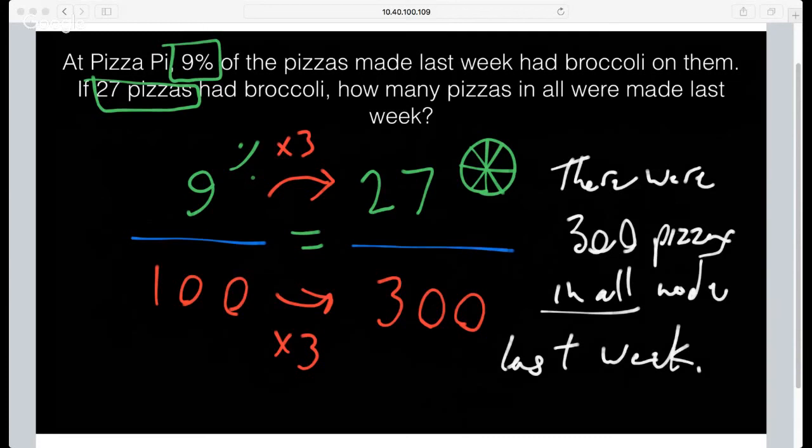I hope this was helpful. Proportional reasoning is an awesome way to solve for a part that you don't know. If you're given parts and wholes, set them up as ratios, set them up in equivalency, and then look at them, and you can use your mathematic detective skills to figure out what that missing part is.